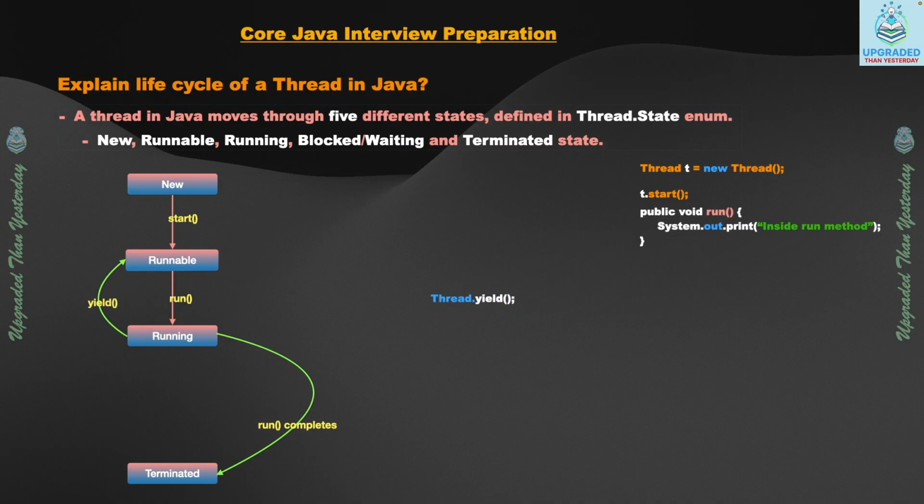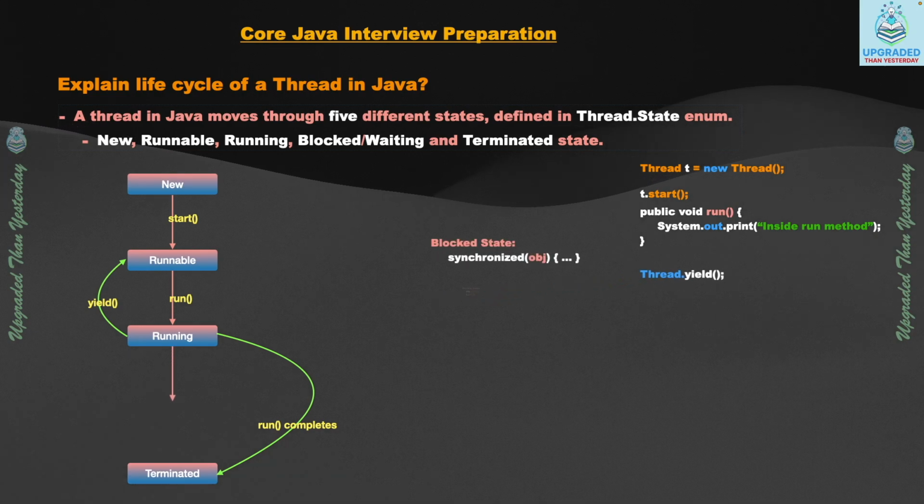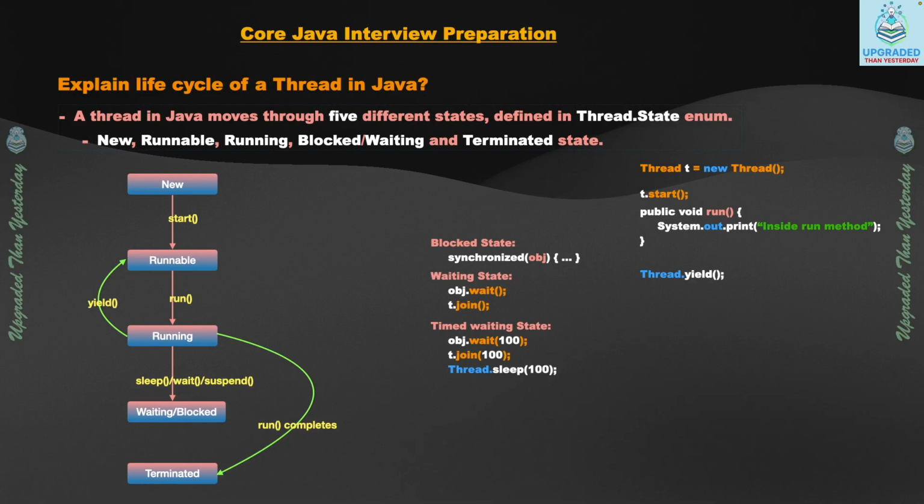If we want to give a hint to the thread scheduler that the execution of the current thread can be paused and other threads with higher priority can be run, then we can call the yield method. In this case, a running thread will go back to the runnable state. If the execution of a thread is paused and not consuming any CPU, then this state is called the waiting or blocked state. In this state, a thread becomes inactive.